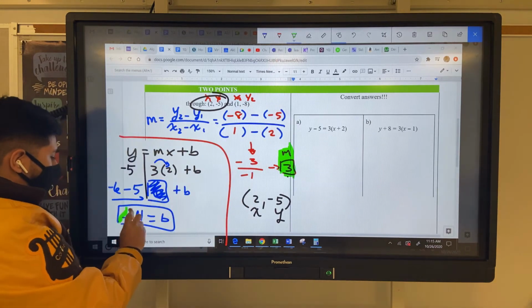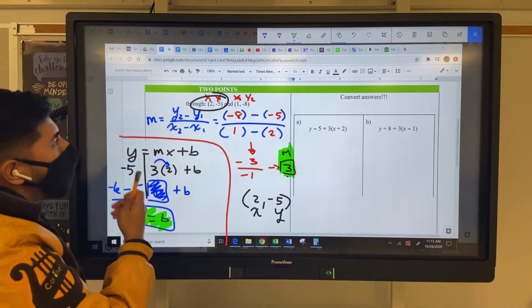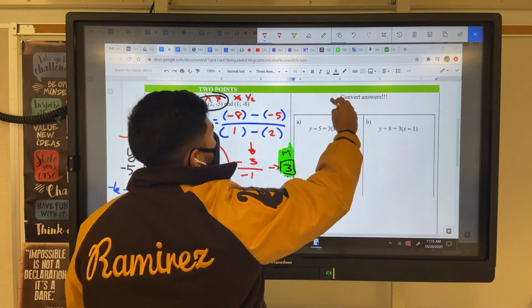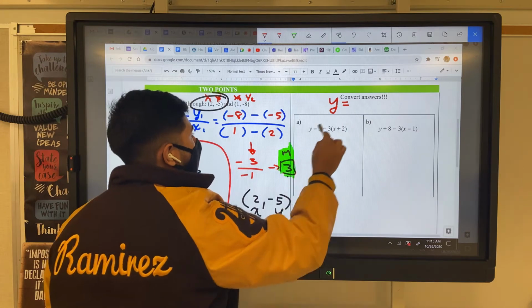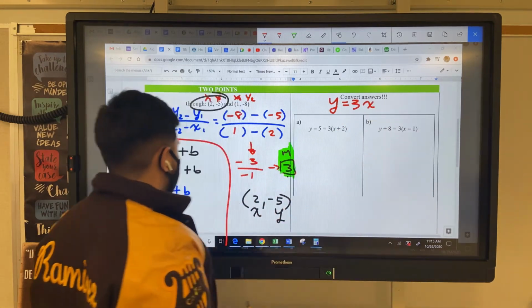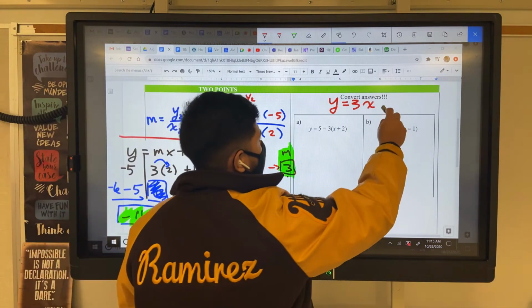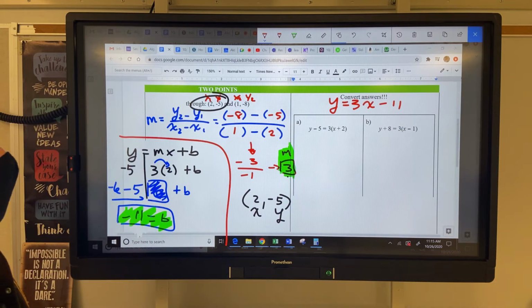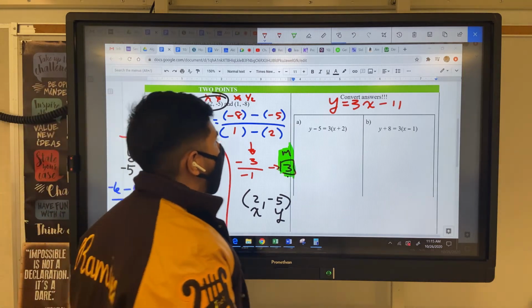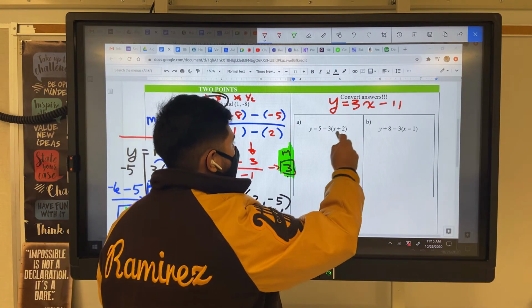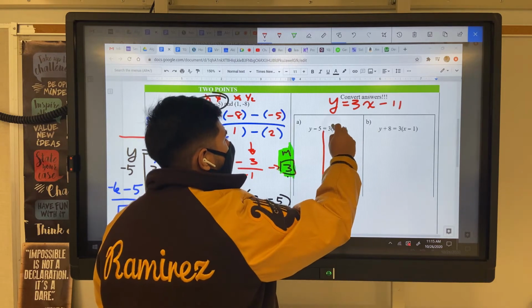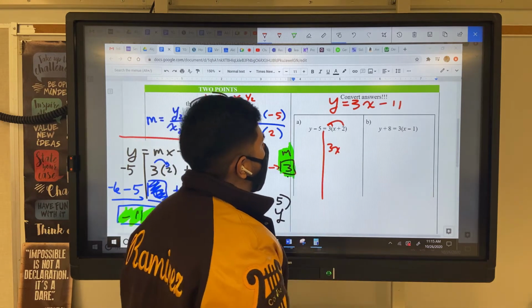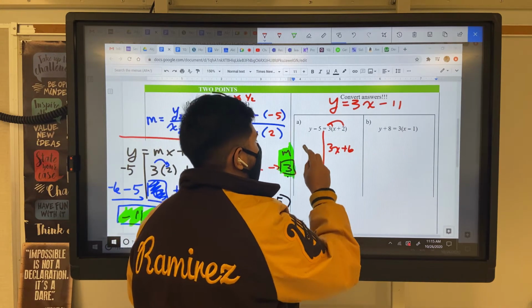Okay. Using the 2 pieces of information, my answer is y equals 3x minus 11. All right. And now we just need to convert. You need to convert to make sure whichever one of these matches that. 3 times x, 3x. 3 times 2, 6. Bring everything down.